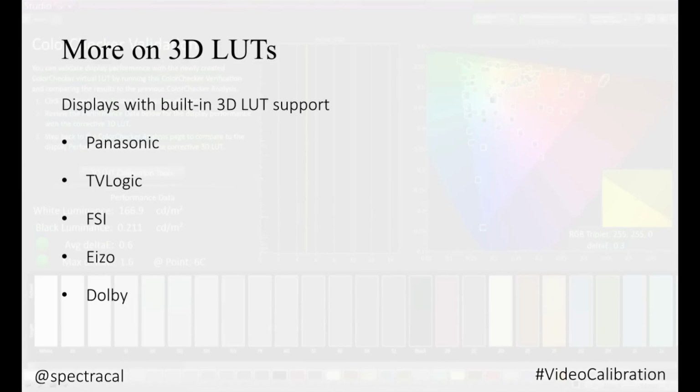Here's a list of some of the display manufacturers currently making displays with built-in 3D LUT capabilities. Expect to see this list double or maybe even triple in 2015. Currently there's Panasonic, TV Logic, Flanders Scientific, EIZO, and Dolby.